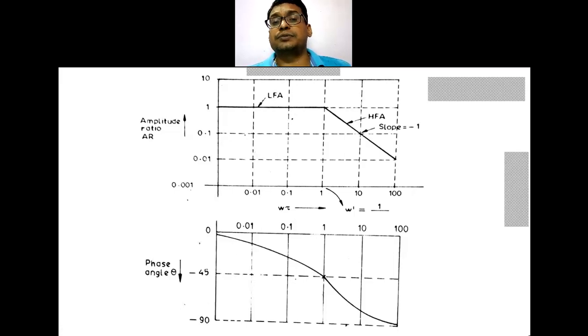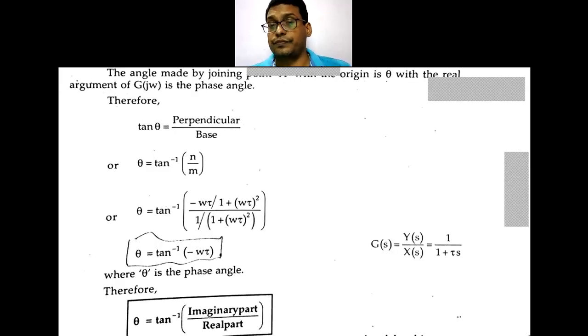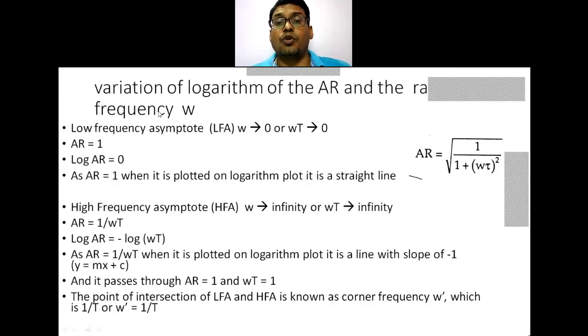So the next subsequent value will be 0.0001, and it will go on like that. It is not 0, it is tending towards 0. So for the low frequency asymptote, omega is tending to 0, which means omega tau will have a very small value.